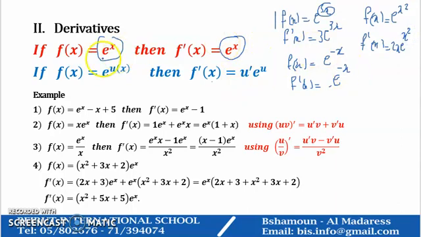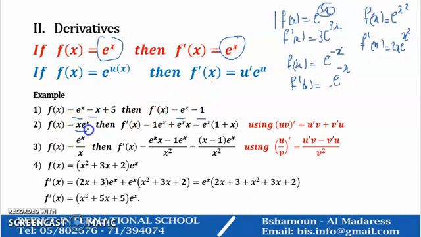Now, I'm going to give you an example here. f of x equal e^x minus x plus 5. The derivative of e^x is e^x, the derivative of minus x is minus 1, and definitely the derivative of 5 equals 0. Then the derivative of f of x equal e^x minus x plus 5 is e^x minus 1.